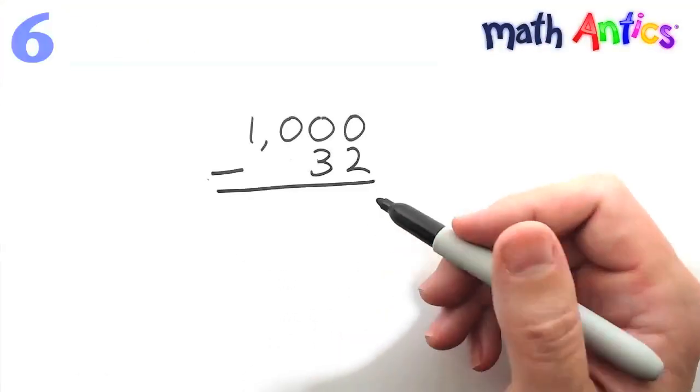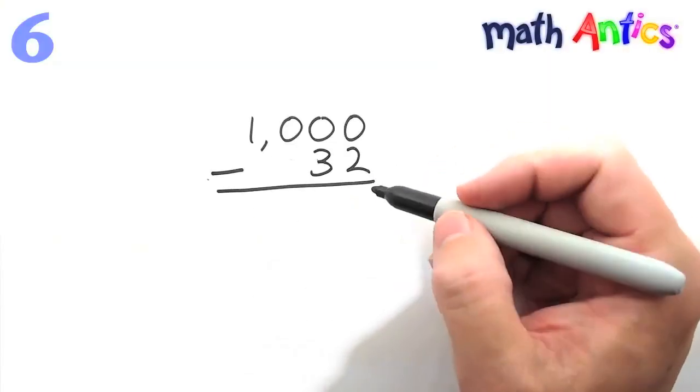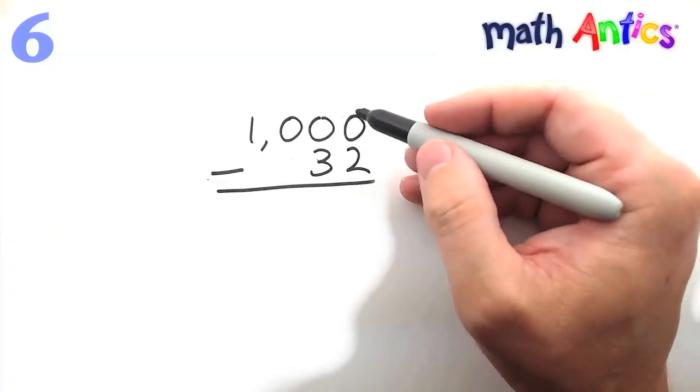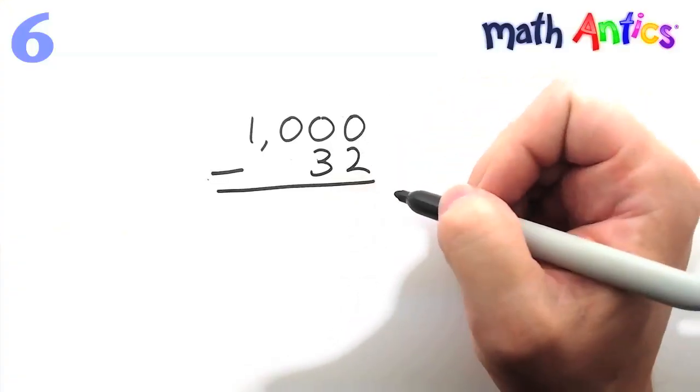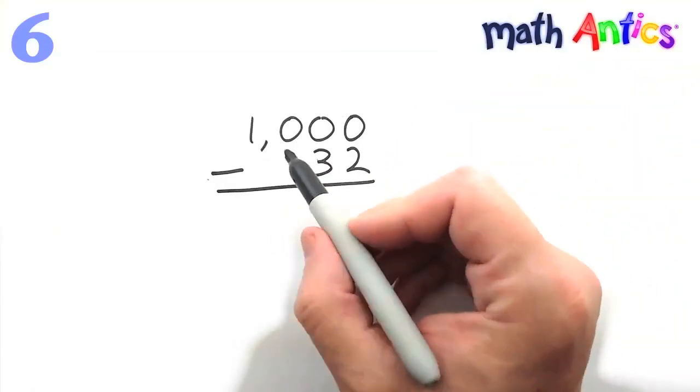For this problem, we have 1,000 minus 32. Now it's already in stacked form, so we don't need to rewrite it. We can just go right into the procedure. And our first column, the ones column, we have 0 minus 2. Now, of course, 0 is too small, so we need to borrow from the next column over.